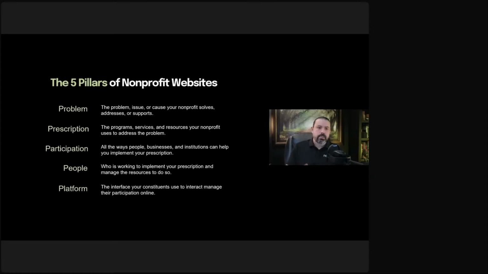So problem, prescription, participation, people, and platform. If there's anything else on your website, then you have to ask yourself why it's there. It doesn't mean it shouldn't be there, but you need to have a good reason. One other thing you might have on there is an area for press releases or news, but you want to make sure those things are auxiliary. They're not the main thrust of your website.